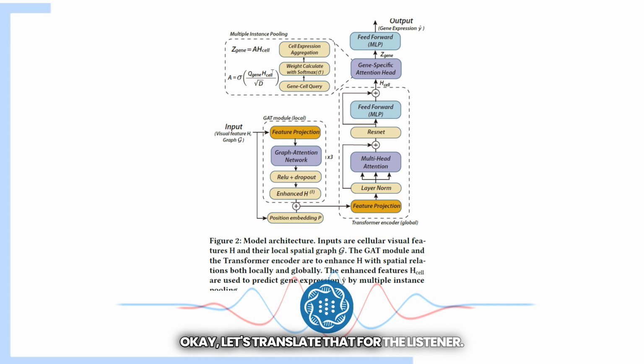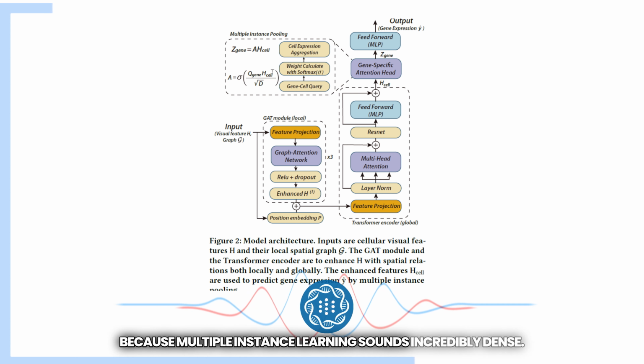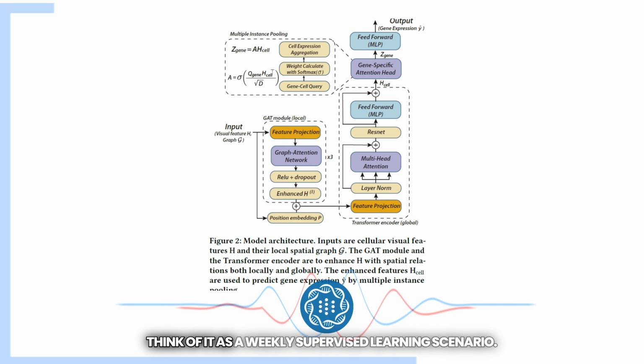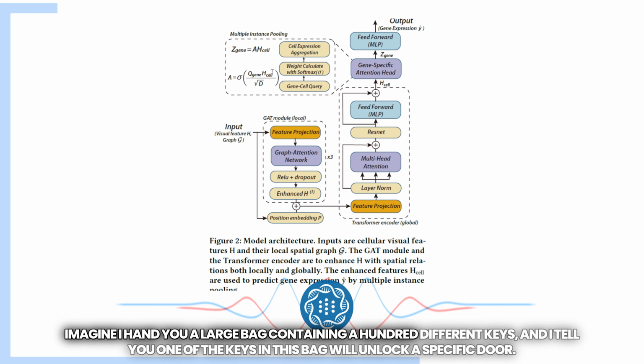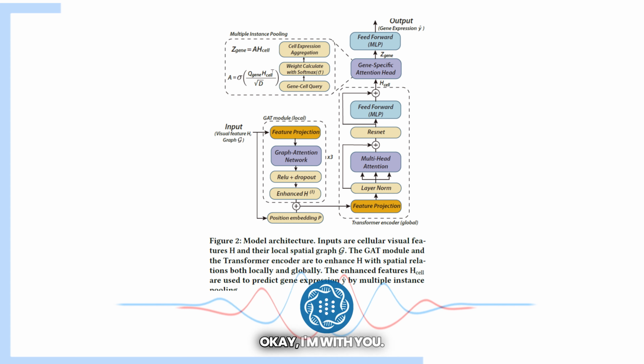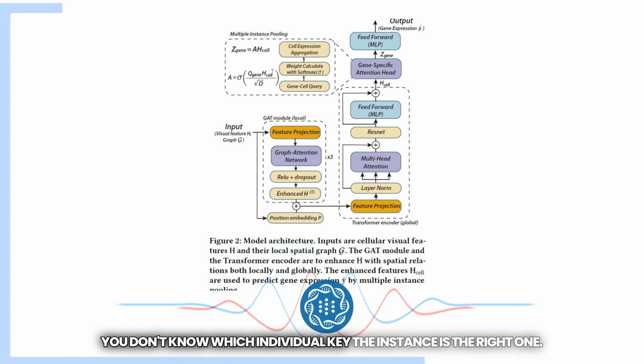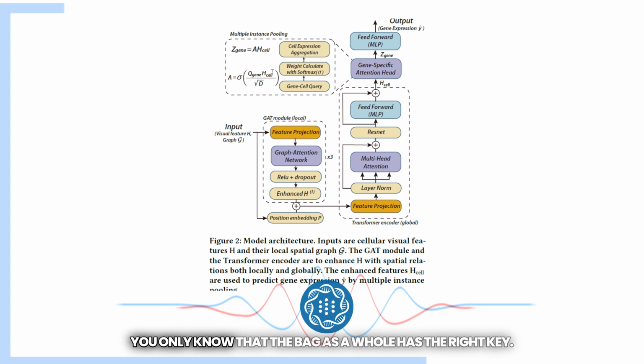Okay, let's translate that for the listener, because multiple instance learning sounds incredibly dense. It does. Think of it as a weakly supervised learning scenario. Imagine I hand you a large bag containing 100 different keys, and I tell you one of the keys in this bag will unlock a specific door. Okay, I'm with you. You don't know which individual key, the instance, is the right one. You only know that the bag as a whole has the right key.